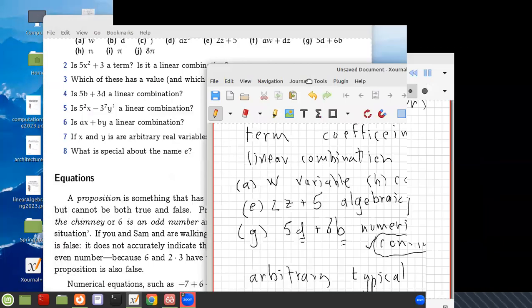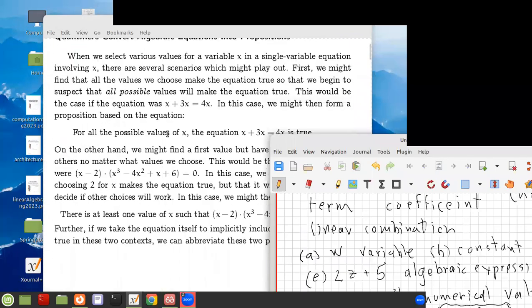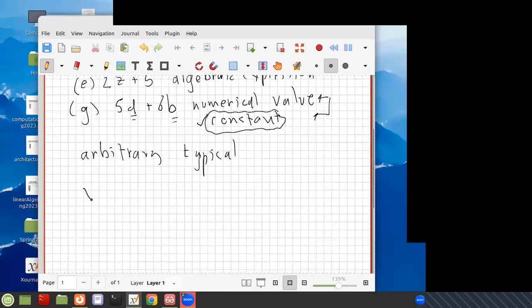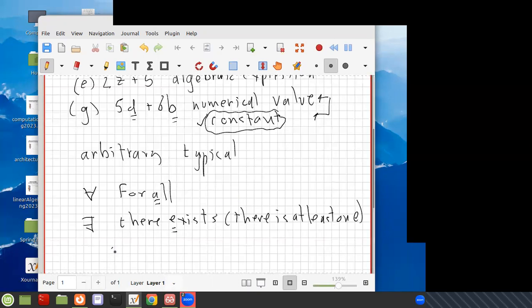So now, one time last week, I think we talked about equations being propositions, and we talked a little bit about these symbols: the upside down A that means for all, and the backwards capital E that means there exists, and that capitalizes on the capital of A there, the capital of E there, but this also means, maybe more clearly, there is at least one.